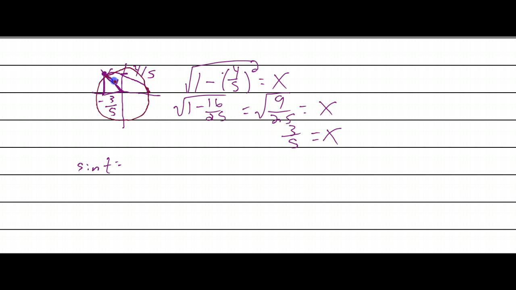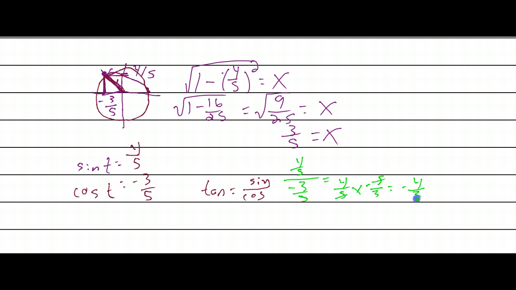So for sine of t, all they want is the y. So they want the height, and the height is just 4/5. Alright, cosine of t, they just want the x, and we said the x was negative 3/5. Okay, the next one they wanted was tangent. Well, tangent is sine over cosine. So we're going to have 4/5 divided by negative 3/5. So again, when you divide by a fraction, you multiply by the reciprocal. So this 5 cancels out that 5, so you're left with negative 4/3.